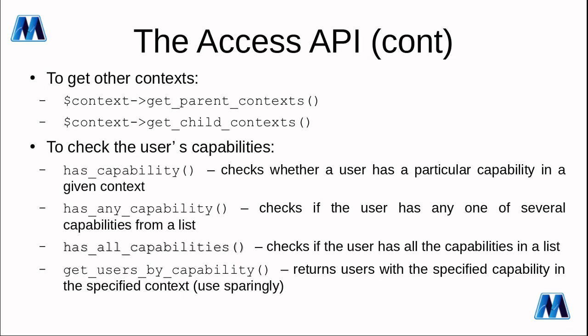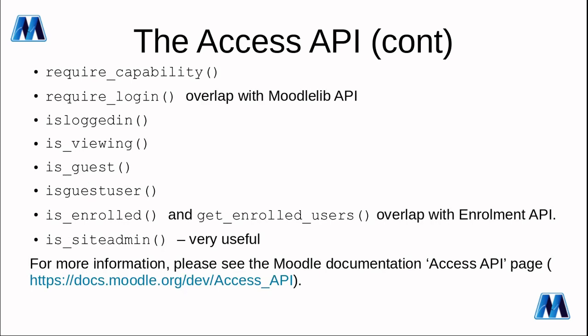Okay, and then there's a function get users by capability, which returns users who have that specified capability. It's a very intense SQL or database call, and so you should use it sparingly, if at all. Then other useful functions are things like require capability. It's like has capability, but require capability will throw an exception if the user hasn't got that capability. Require login, which is a bit of an overlap with the Moodle lib API in checking the user is logged in. You can check is logged in.